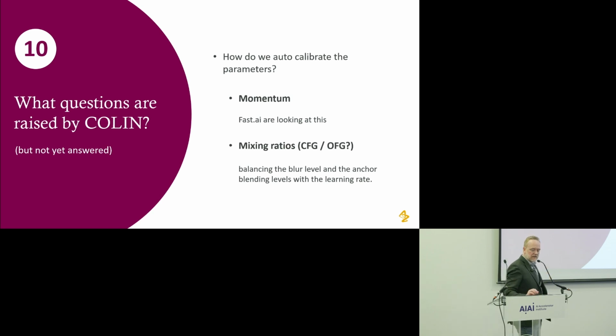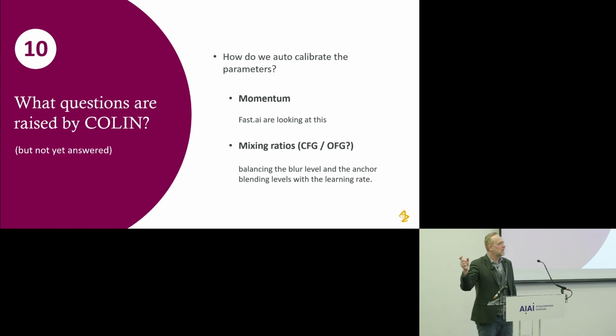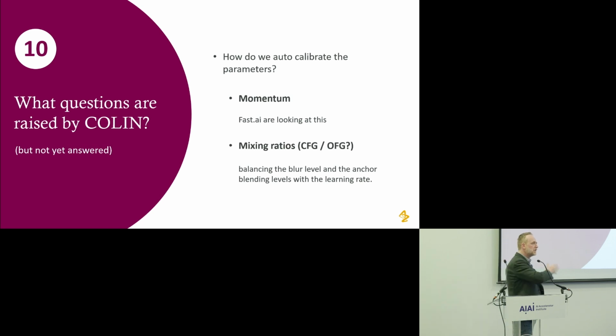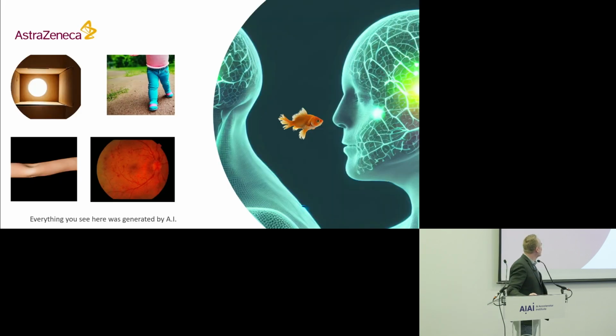Fast AI are looking into this. And the mixing ratios: how specific or literal do you want to be versus how poetic do you want to be? Do you want two rocks in love, or do you want this eye has Wilson's disease? And I'd say being able to control that is super powerful, and possibly the next big thing to look into.